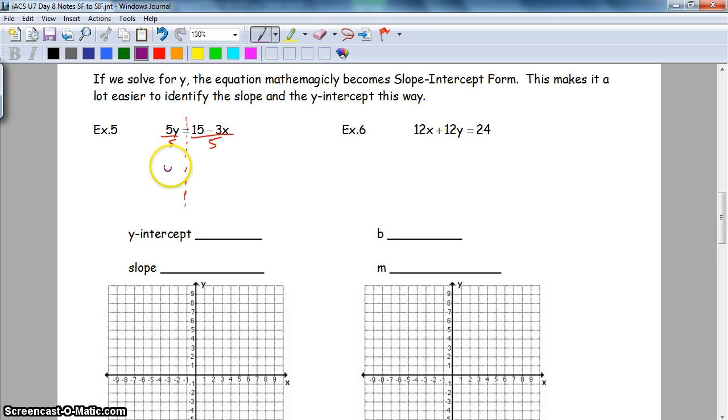So we're left with y equals 15 divided by 5 is 3 minus, now, is 3 divided by 5 a nice answer? No, but we're just going to leave it as a fraction, negative 3/5 x. So, y is by itself. What is the y-intercept? Sometimes it's easier to ask, what is the slope first? Because remember, slope is always attached to x. It's always being multiplied to x. So the slope is negative 3/5. So what is the y-intercept? Y-intercept is (0, 3).